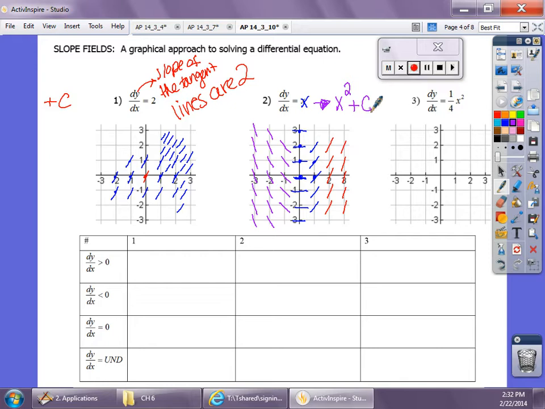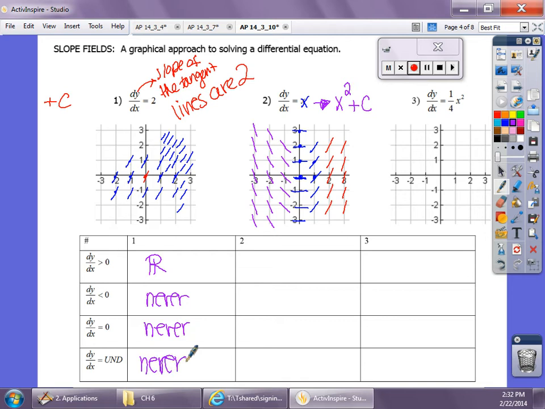Underneath here, you'll see these questions show up a lot. When is the derivative greater than 0? So when is the slope positive? Always. When is the slope negative? Never. It's never 0, and it's never undefined. And that should be easy, because the slope was 2.